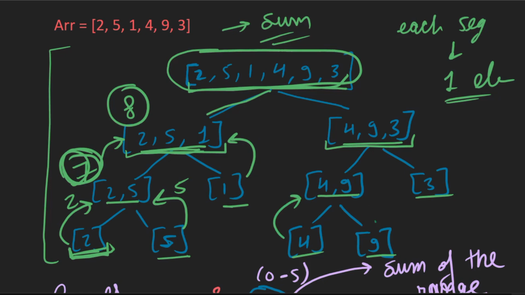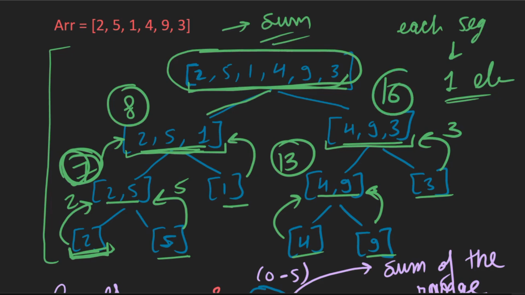Similarly this will return 4, this will return 9, so we store 13 in this node. This will return 3, then 13 plus 3 is 16, so this node will store 16. Then from here 8 will be returned, and here 16 will be returned, and 16 plus 8 is 24. So this node will store 24. And if we see the sum of the segments: 2 5 is 7, and 1 makes 8, 8 plus 4 is 12, 12 plus 9 is 21, and 21 plus 3 is 24. So 24 is stored.